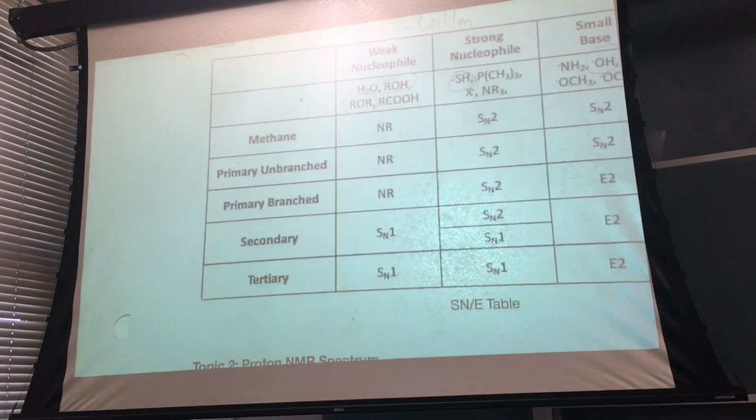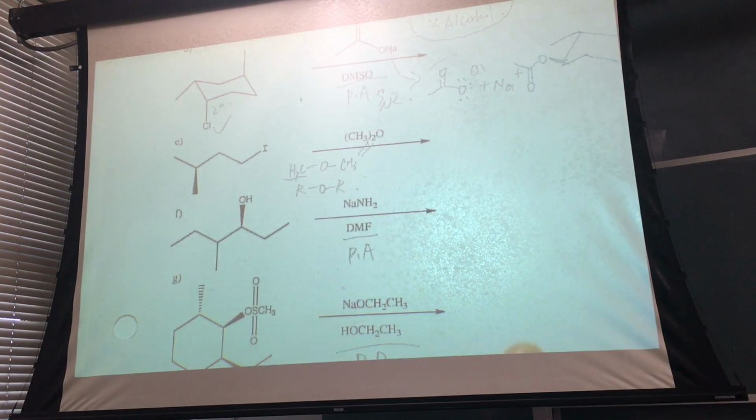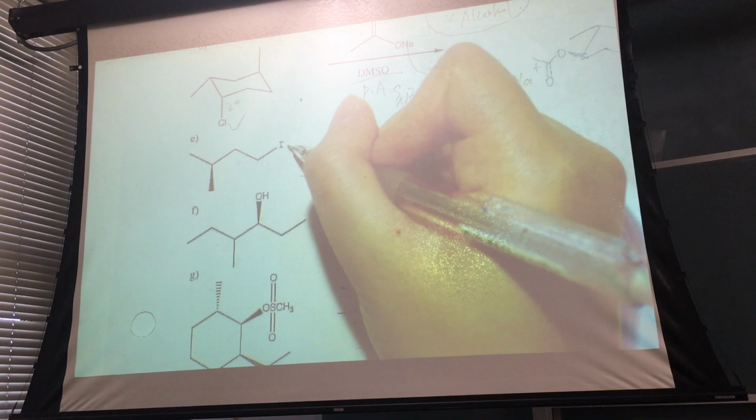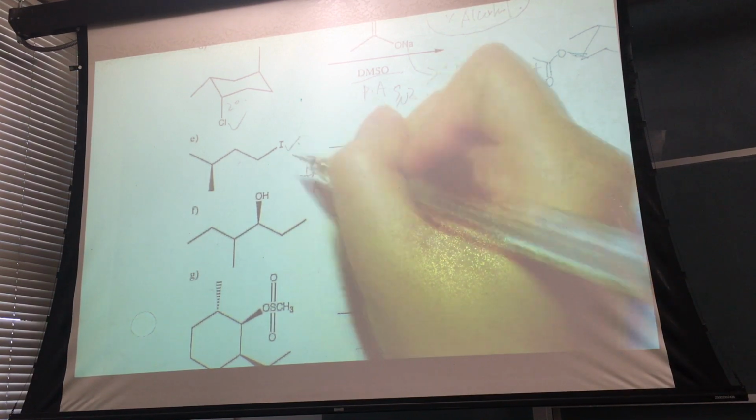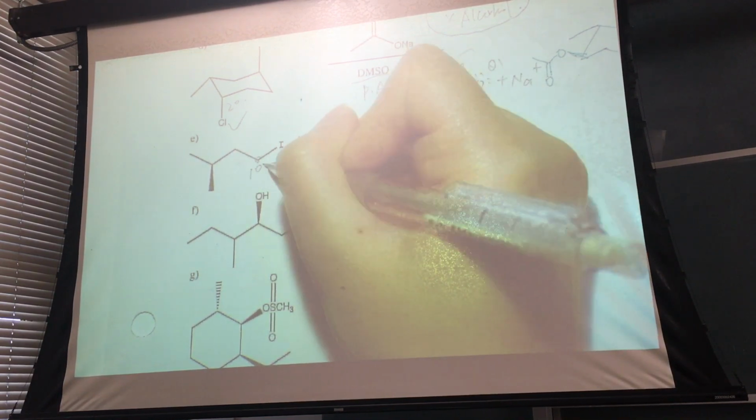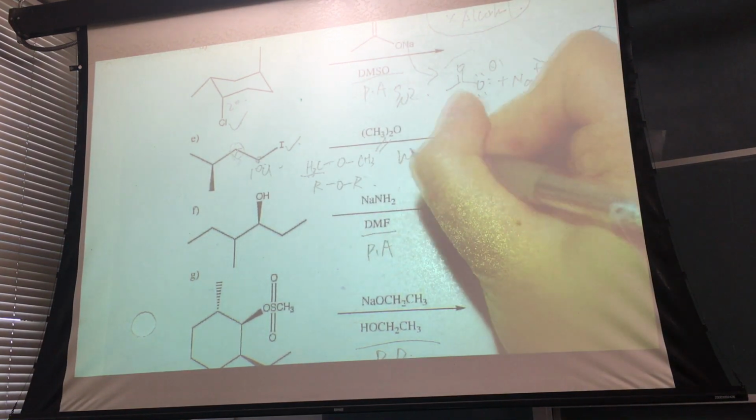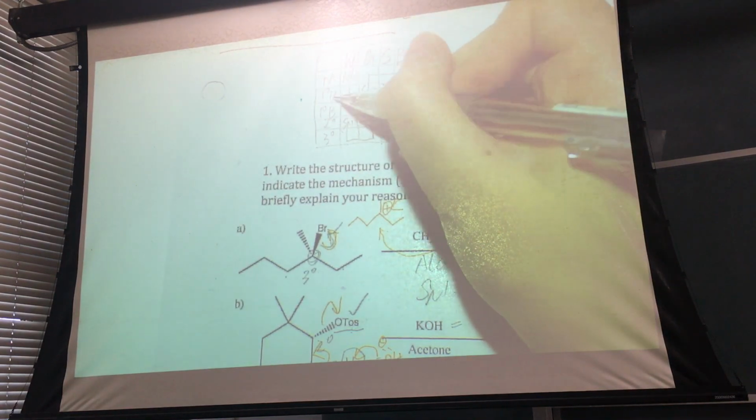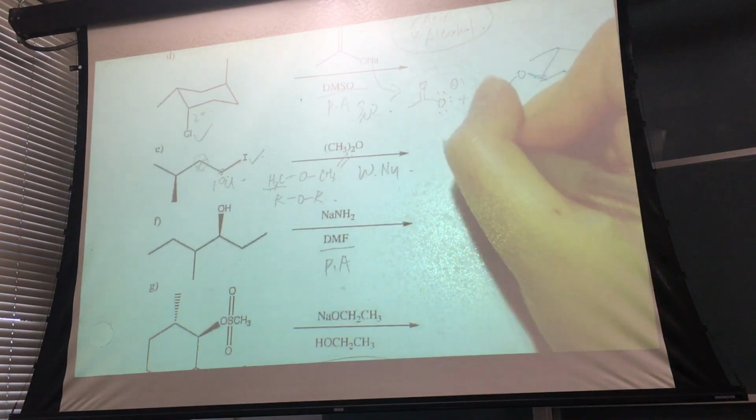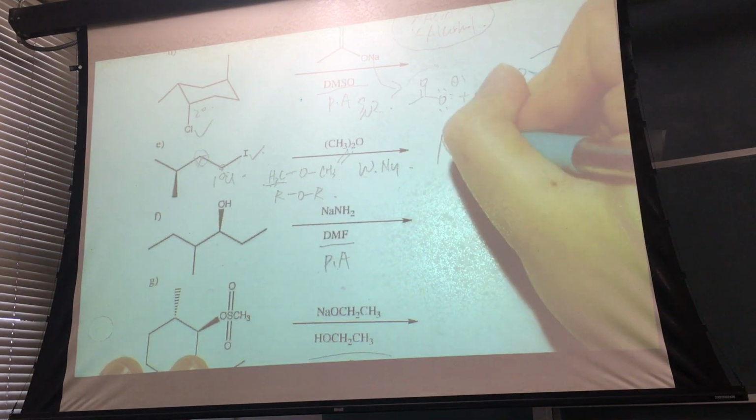It's a weak nucleophile, so RO-. Do I have a good leaving group? I do. My carbon is primary and it doesn't have a branch. So primary unbranched, weak nucleophile, primary unbranched, no reaction. Oh, the green part, no reaction.